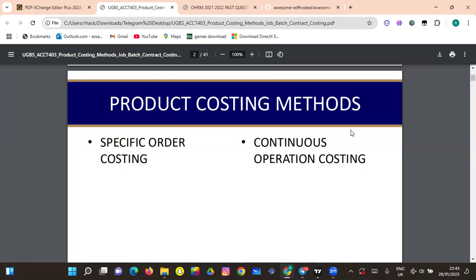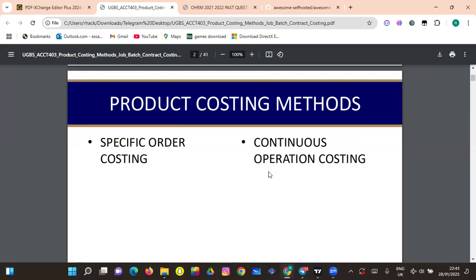When we talk about continuous costing, it is more like what is used in industries that produce in a continuous process. So for example, if I want to create milk, what they do is first they extract the milk, they process it before they evaporate it, before they put it in a can. So it follows a continuous process or a continuous operation.